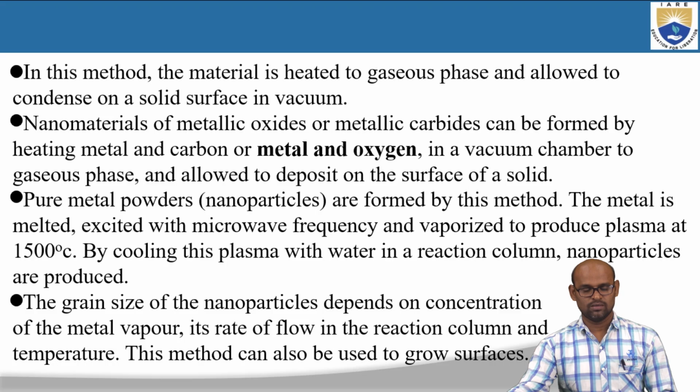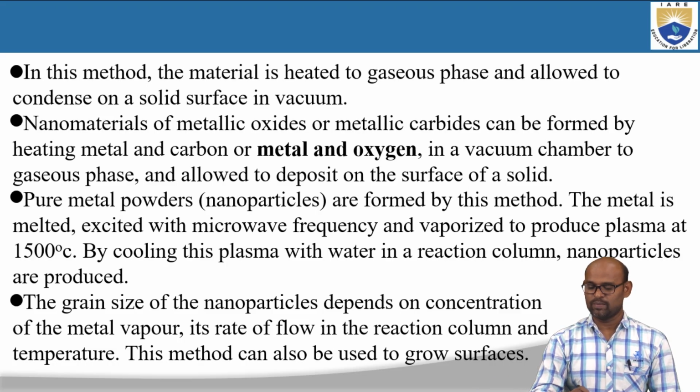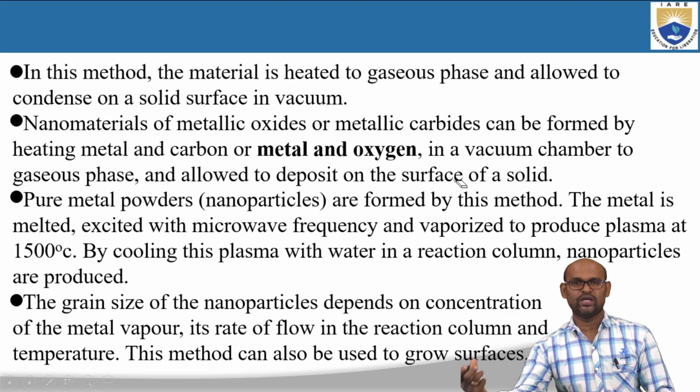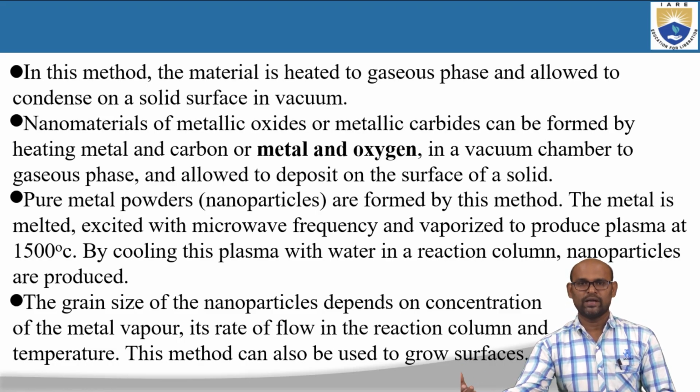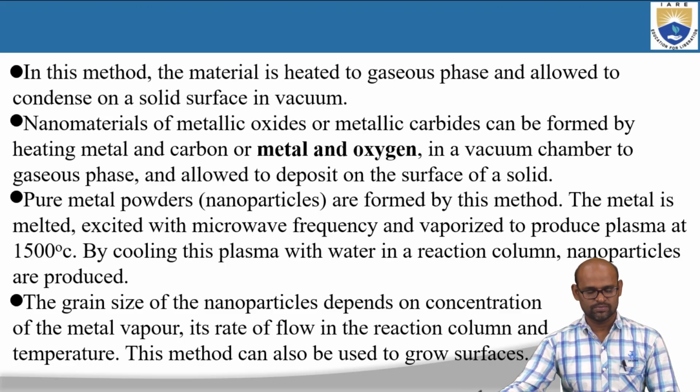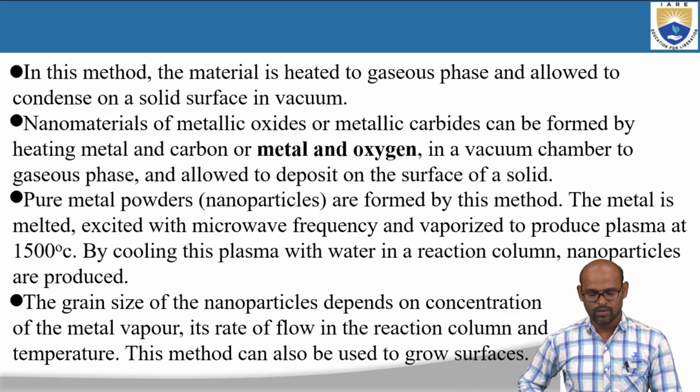These chemical vapor deposition techniques are used to prepare nanomaterials. Metallic oxides or metallic carbides can be prepared by these techniques, where we use metal and oxygen, or metal and carbon, in a vacuum chamber. We heat them, and once we get them in a gaseous phase, we deposit these gaseous particles onto a substrate. That is how we prepare these metallic oxides and metallic carbides.